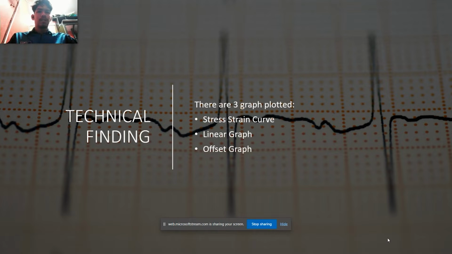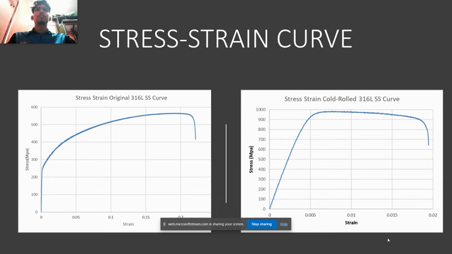Throughout the analysis, three graphs have been plotted to get the data. Firstly is a stress strain curve, second is a linear graph, and third is an offset graph. The stress strain curve shown is for original 316L stainless steel and for cold roll. To get the value of stress, we use the formula force divided by cross-sectional area, and strain is the displacement over the gauge length.